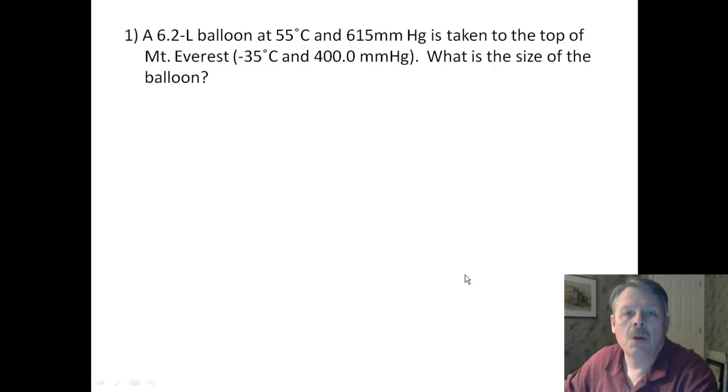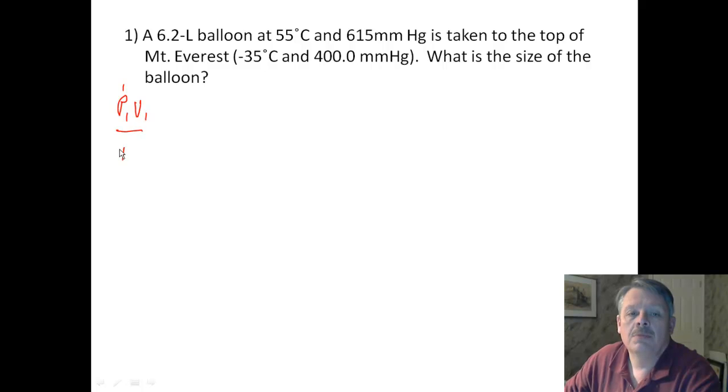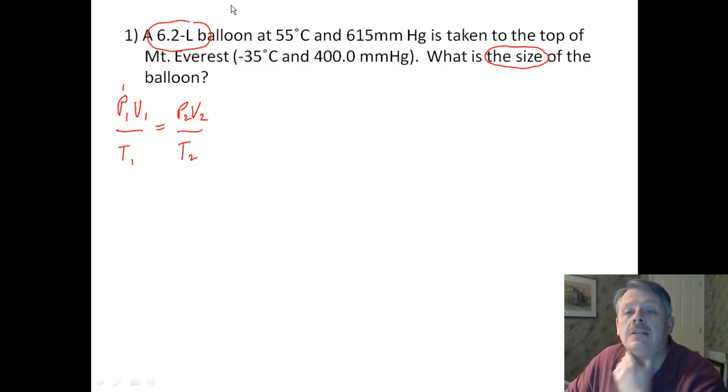All right, as we look at problem 1, we have a balloon that's going up to the top of Mount Everest. So we have some things changing. That tells me we're going to have to use our combined gas law: P1V1 over T1 equals P2V2 over T2. All right, so what do we know? Well, we've got a 6.2 liter balloon, and we're trying to figure out its volume, so how many liters are at the end.